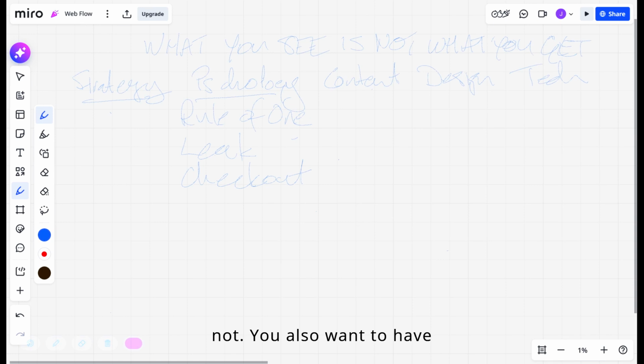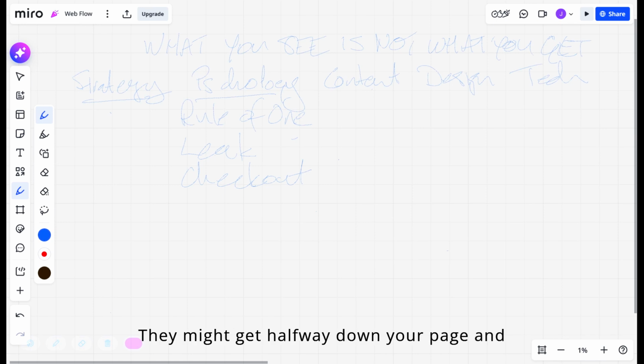You also want to have persistent CTAs. Let me say it again, because I said that quite quickly. You also want to have persistent CTAs. So throughout your sales funnel, you don't just want to have one call to action button at the top and another one at the bottom, because they might get halfway down your page and go, don't think this is for me, and click away, and they never actually got to your bottom call to action.